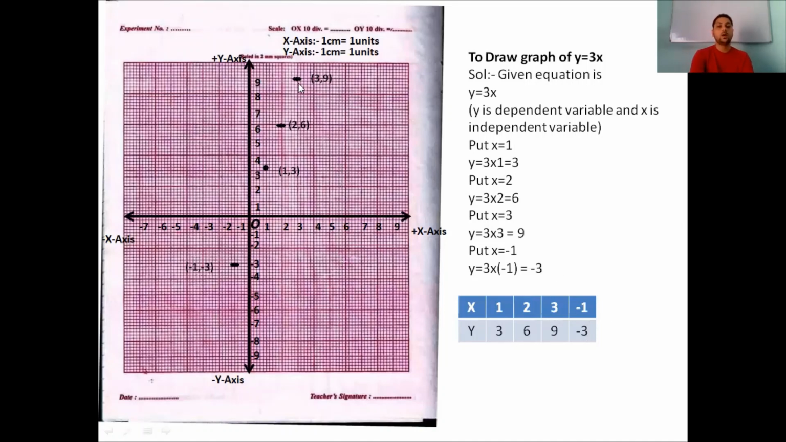Now we have the points here: 3, 9, 2, 6, 1, 3 and -1, -3. Now join these points by a straight line here. This graph or this line will be your equation of line y is equal to 3x. This line that we have represents the equation of your line y is equal to 3x.